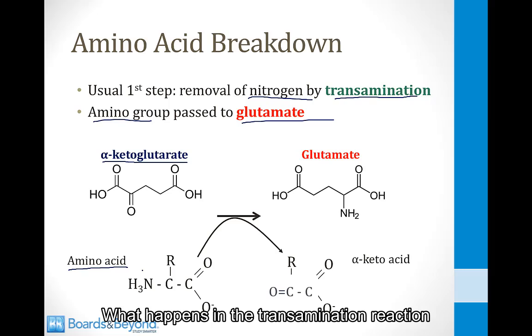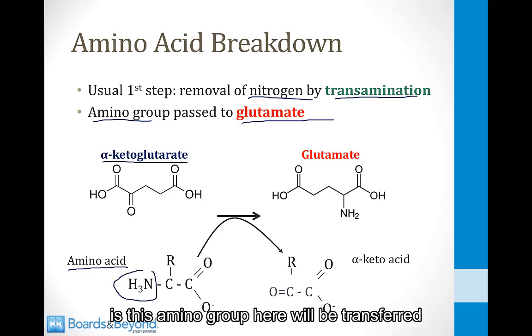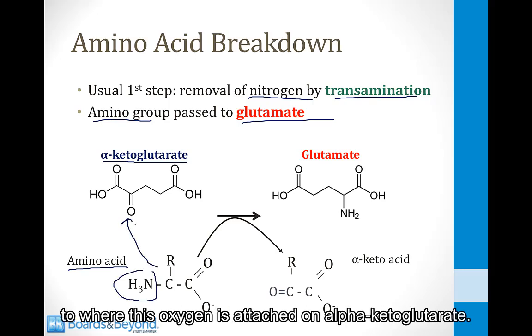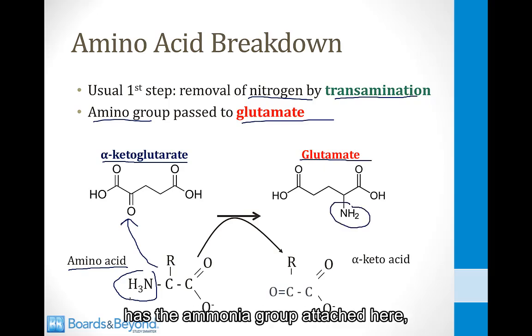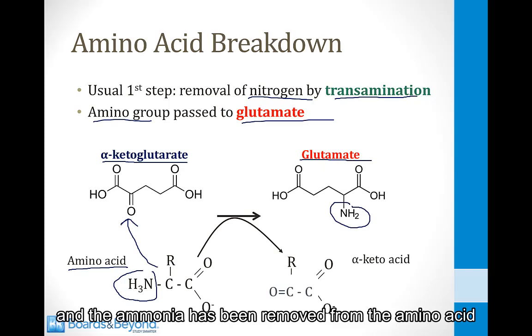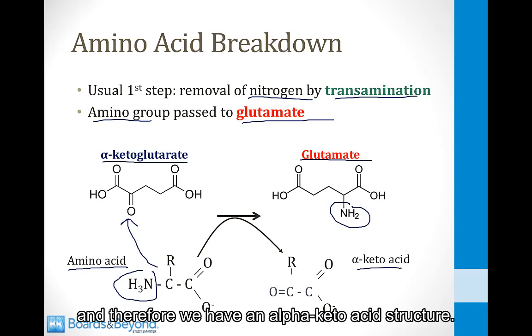What happens in the transamination reaction is this amino group here will be transferred to where this oxygen is attached on alpha-ketoglutarate. The resulting structure is a molecule of the amino acid glutamate, which now has the ammonia group attached here, and the ammonia has been removed from the amino acid, and therefore we have an alpha keto acid structure.